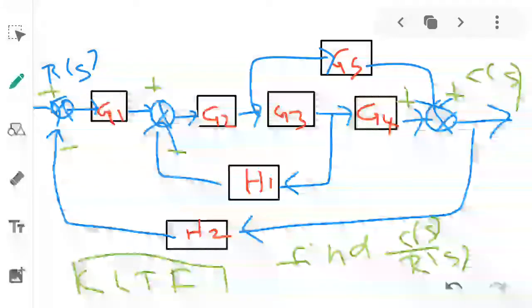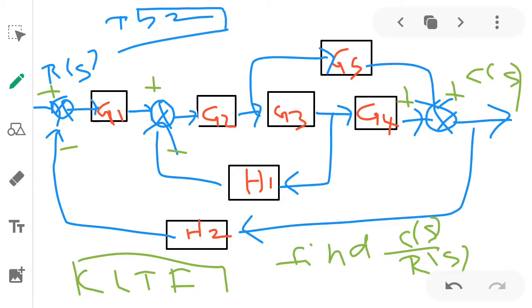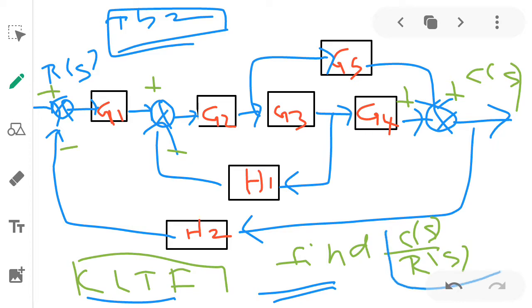Hello, today we will discuss problem number 2 in block diagram reduction technique. Given here is one block diagram with so many blocks for which we are supposed to find the closed loop transfer function, CLTF, that is the ratio between C(s) divided by R(s).